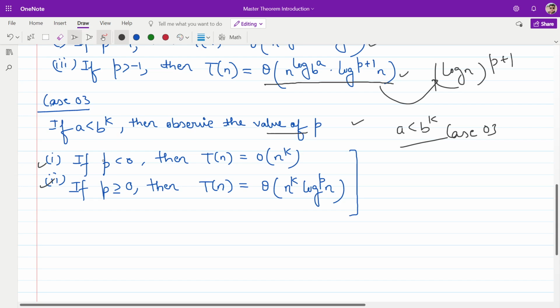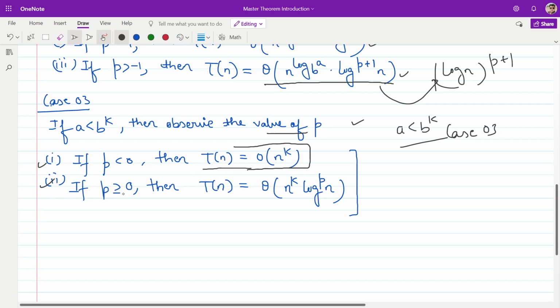Okay, so when the value of p is less than 0, the time complexity for the recurrence equation can be given as big O of n raised to the power k. You already know the value of k, right? And once you find out that the value of a is less than b raised to the power k, that means the problem is in case 3 and the value of p is less than 0. So simply you can write the time complexity as T(n) is equal to big O of n^k.